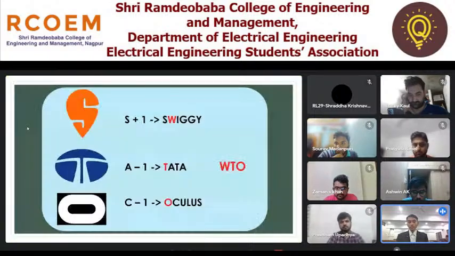Okay, so here we will have a short demo. The first one is we have three logos, S plus one. So it's a very easy one. You have to calculate S plus one, that is T. Then we have Tata, from that you get A minus 1. Either way, you get T. And then we have Oculus, then U minus 1, that is we are getting O. So combining this, we get WTO.